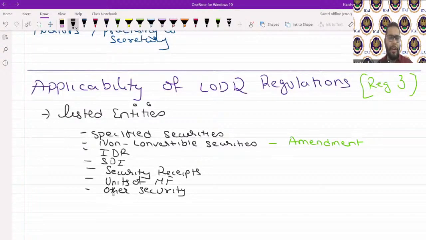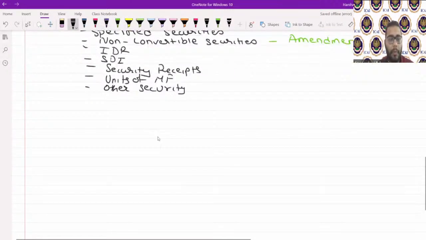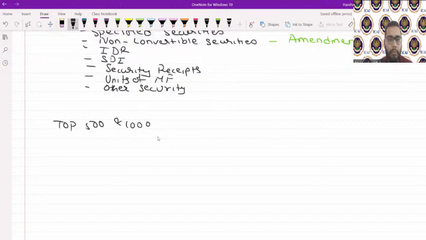Okay, so other securities which are specified. So if you have these securities listed, then the LODR is applicable to you. Okay. So there are now two amendments to this particular application clause. One was earlier, let's say for example, there were limits defined for the market capitalization. So top 500 and 1000 companies were there to whom this was applicable.